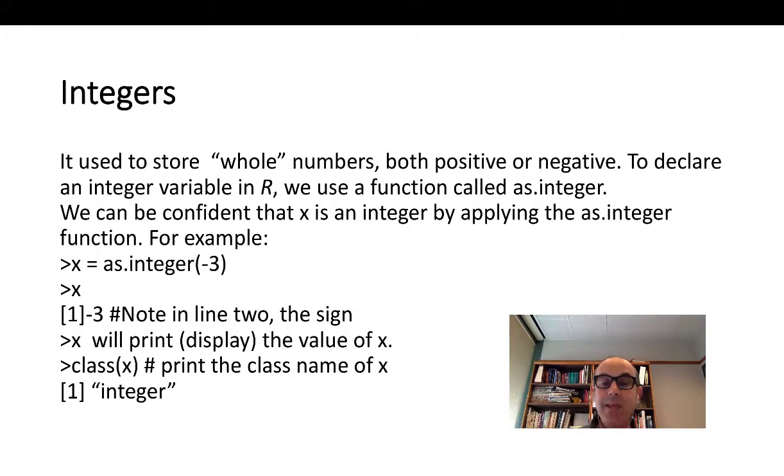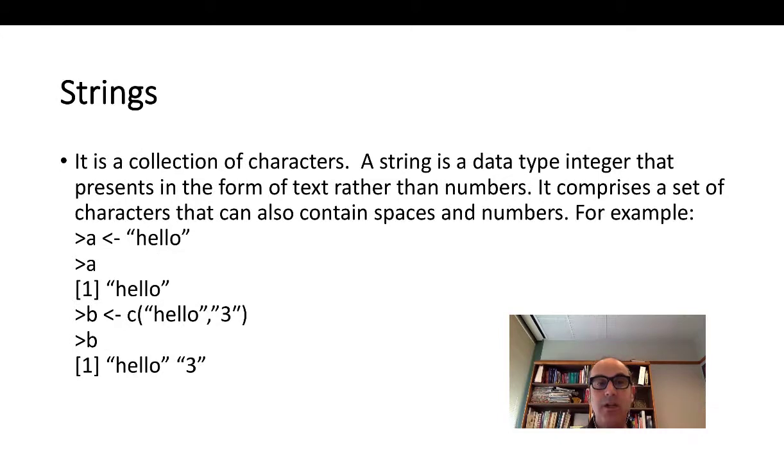Integers is again another idea of a whole number, both positive or negative. So to declare an integer variable in R, we use a function called as.integer. So you can confirm that x is an integer by applying as.integer as a function. So x as an integer minus 3, and so it will display it as integer.